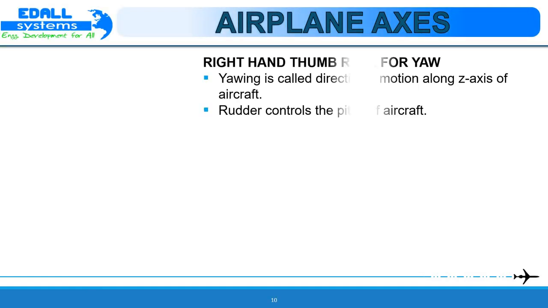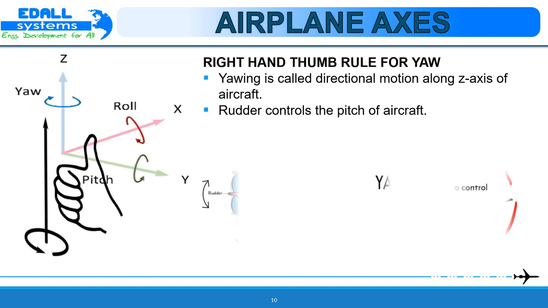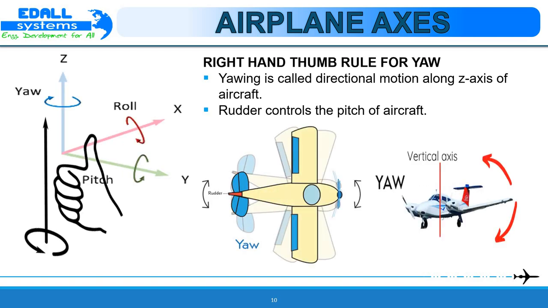Finally, we have the right-hand thumb rule for yaw. Yawing is about the z-axis and is also called directional motion. The rudder controls yaw, hence it is known as a directional control. Here we can see that the thumb is pointing towards the z-axis and the four fingers in the direction say that there is a yawing motion which takes place about the z-axis.